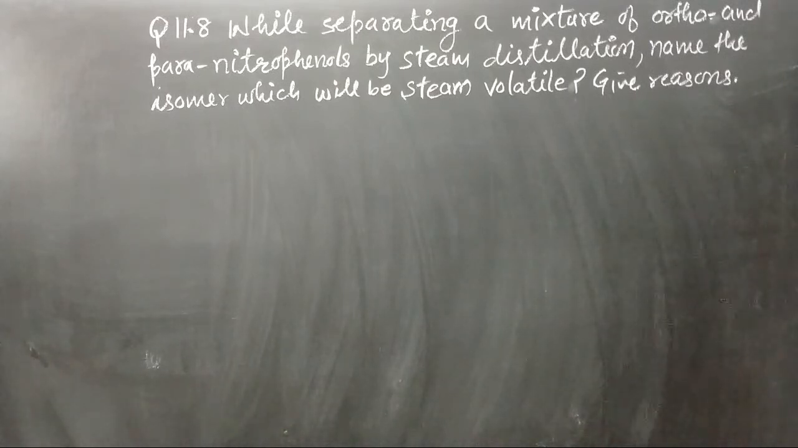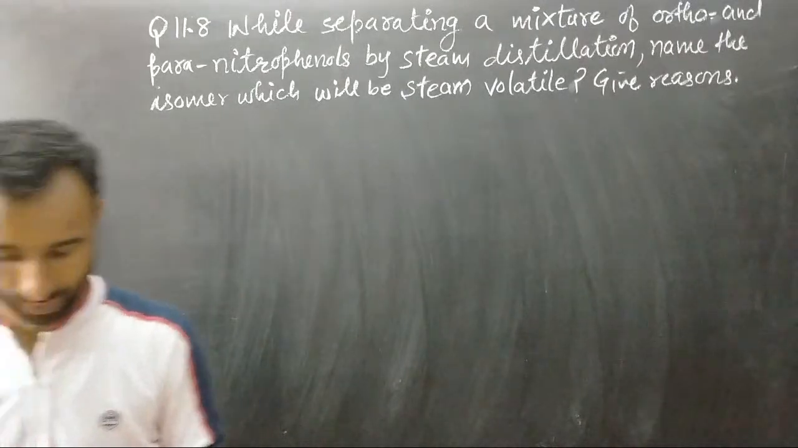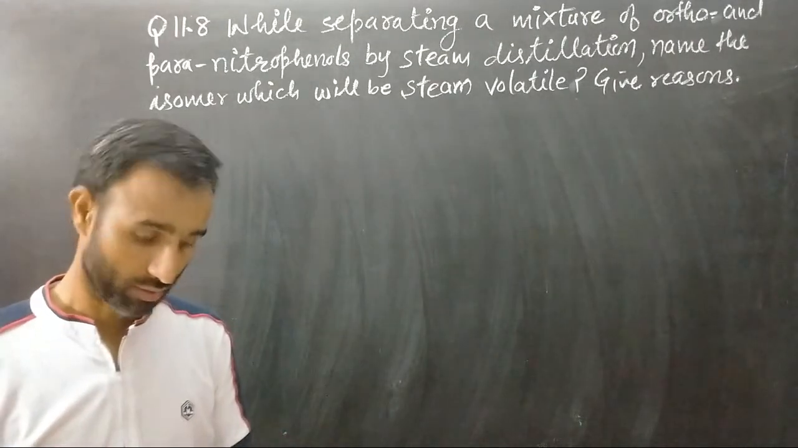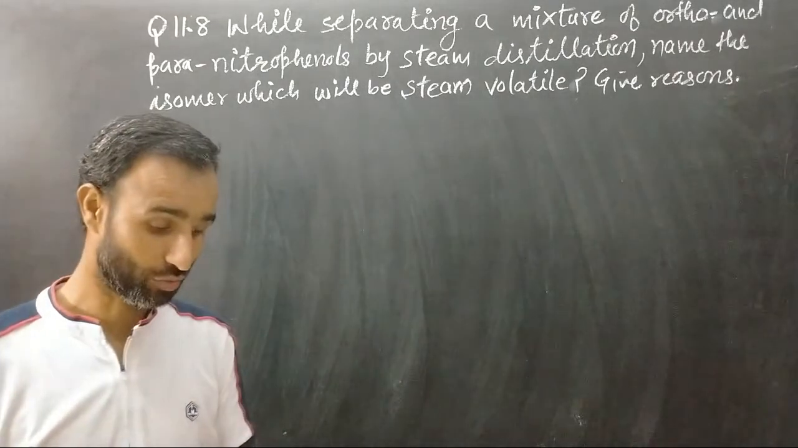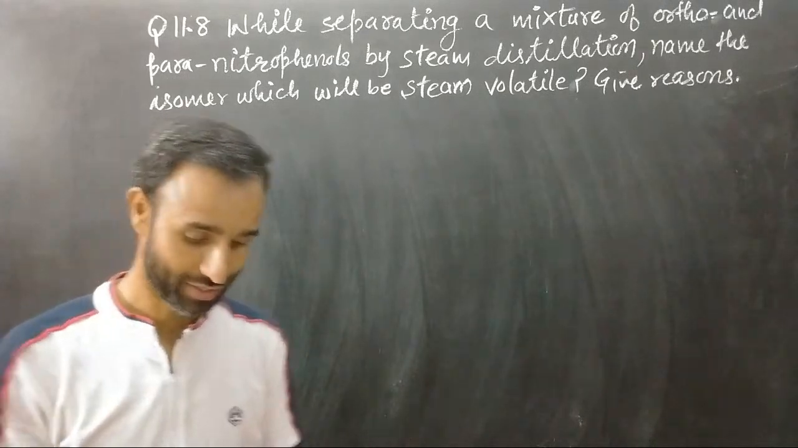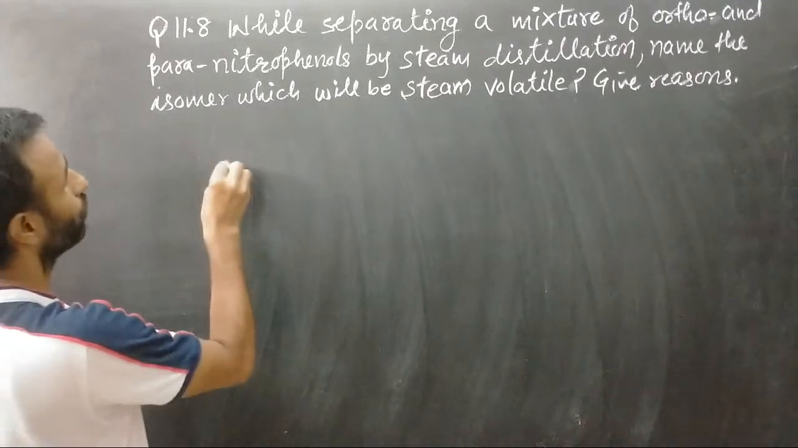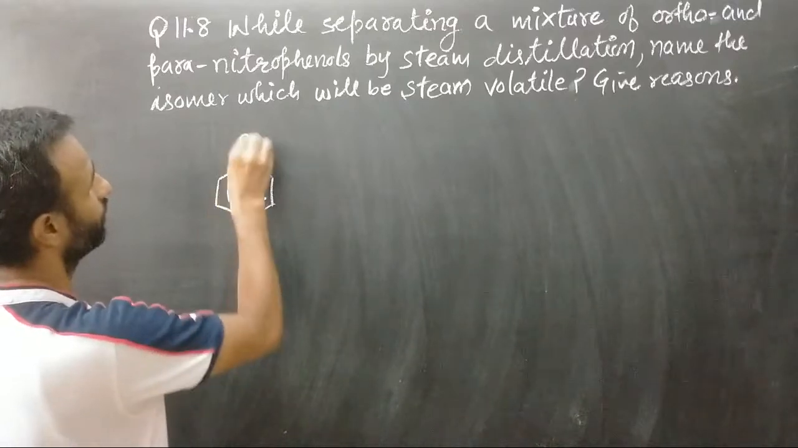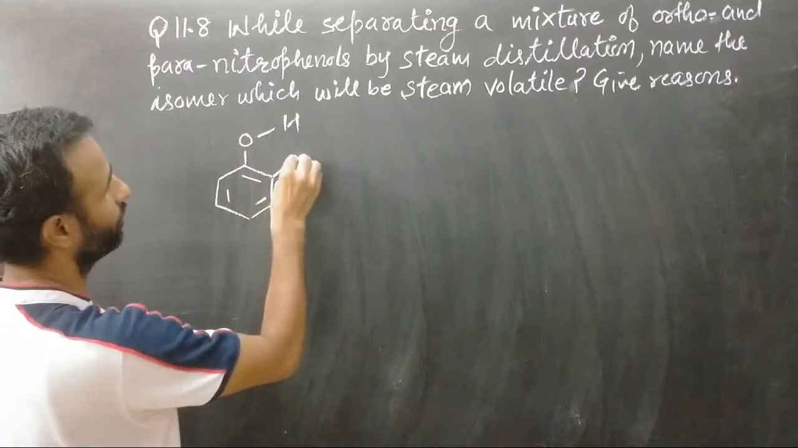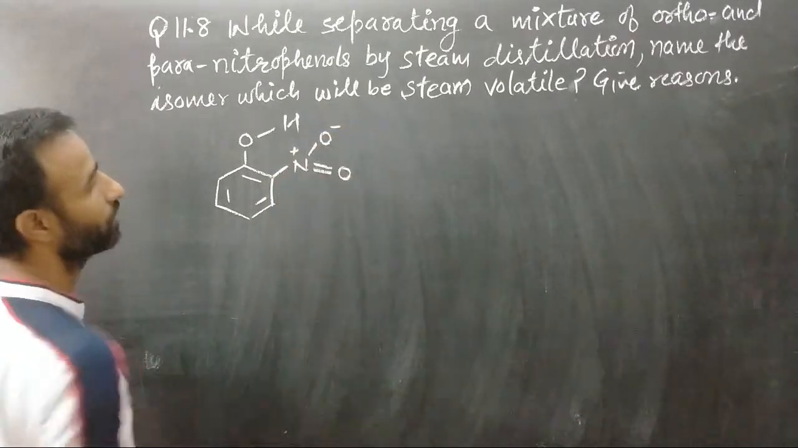Okay. Very good. It is orthonitrophenol, Harshil. Chelation, intramolecular hydrogen bonding. You know all. Very good. Ashish, very good. Say this is the orthonitrophenol. This is orthonitrophenol.